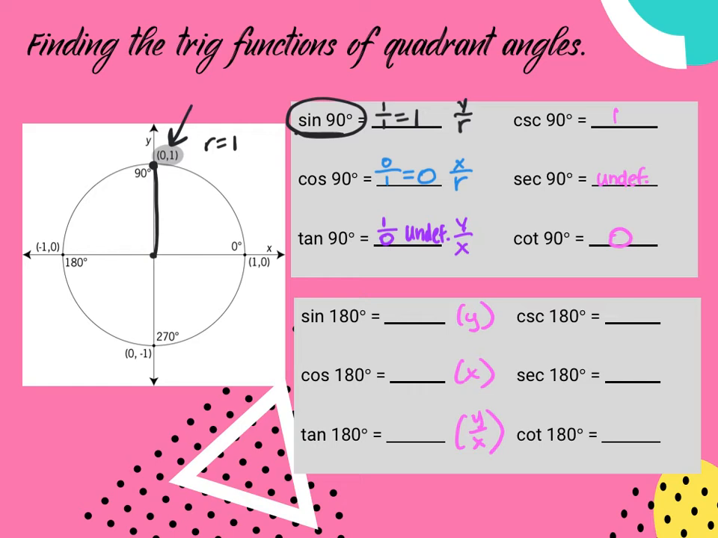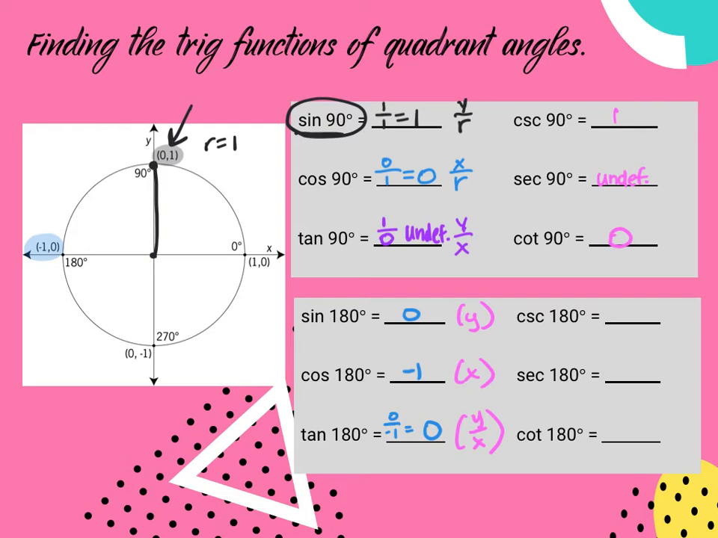So what's the coordinate point at 180 degrees? The y is 0. Good. Negative 1, 0. So the 0 is the y. The cosine is the x, which would be negative 1. The tangent is the y over the x. 0 over negative 1, which is 0. Good. You with me so far?